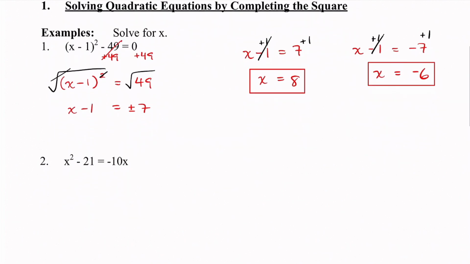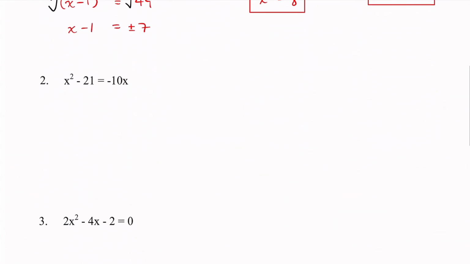On to the second one here. With this one, there is no completed square, so we're going to need to complete the square. To do that, we use the exact same steps as when we learned how to complete the square. I'm going to first move everything over onto one side. So I have x squared, and the 10x comes over, so it's positive 10x.